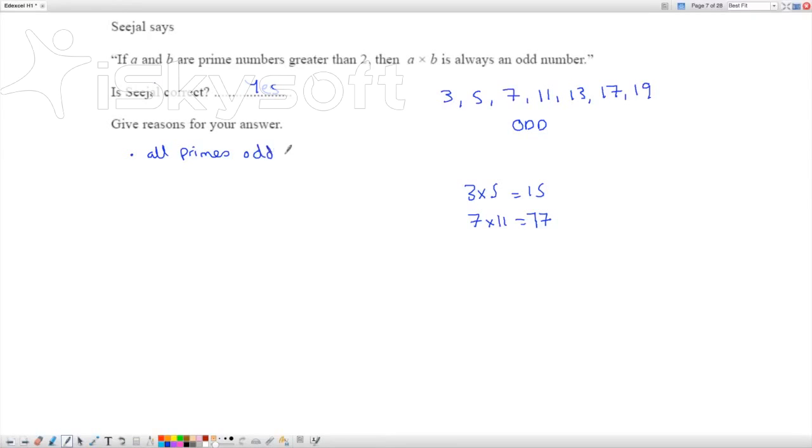So the reasons for this, we have all primes are odd, except 2, but we can't use 2 because it says it's got to be greater than 2 here. And we can state that an odd number multiplied by another odd number always gives us an odd answer. So is Edexcel correct? Yes, for these 2 reasons.